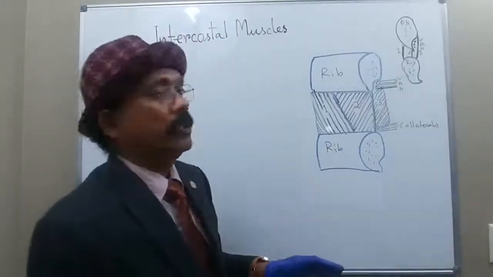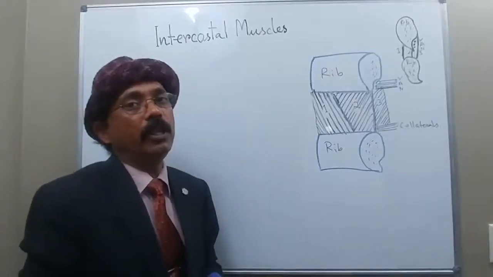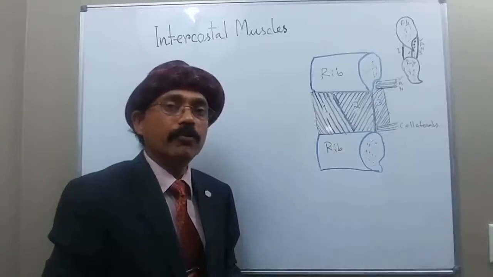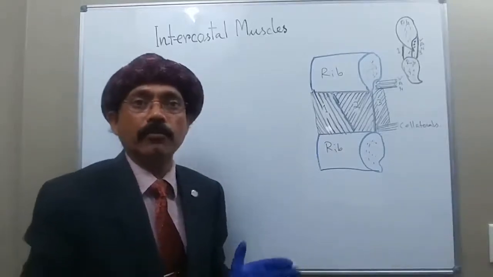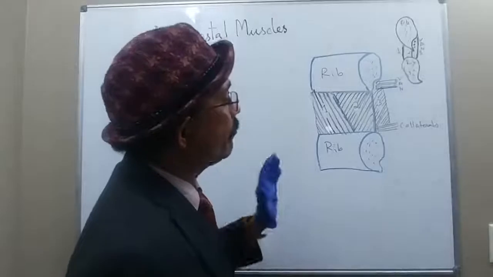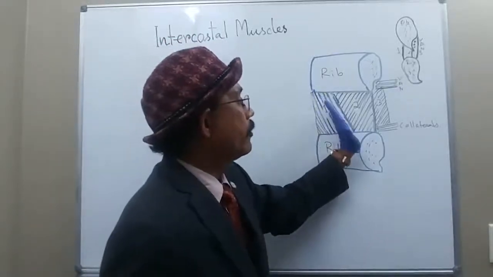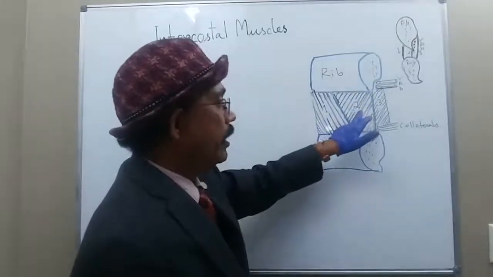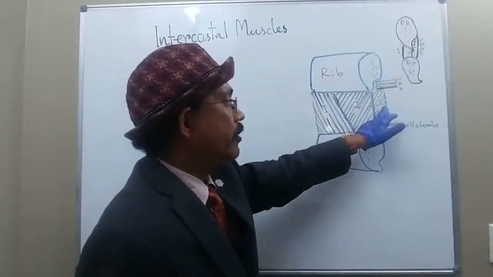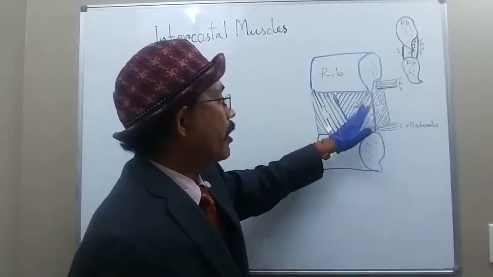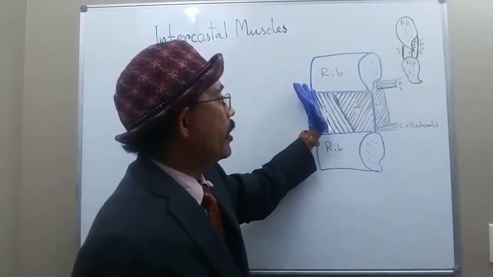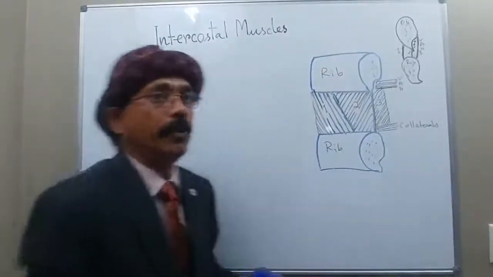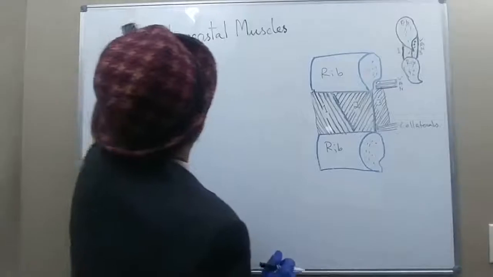Okay, we got the neurovascular bundle between the internal intercostal and the innermost intercostal, that is also called intercostalis intimi. Fiber direction: downwards, forwards, medially; downwards, backwards, posteriorly. Innermost intercostal, same as internal intercostal, is perpendicular to the muscle fiber direction of the external intercostal muscle. Okay, we got the muscles.